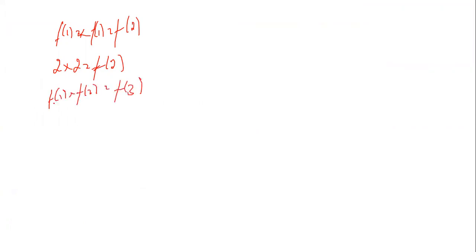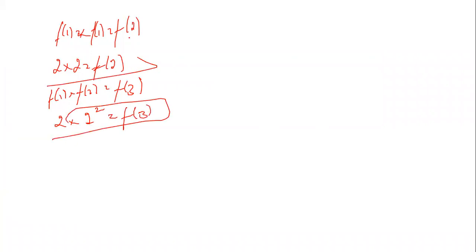f of 1 into f of 1 would be f of 2. Right. So this is equal to 2 squared. Then f of 3 would be f of 1 into f of 2, which is f of 2 plus 1, which is f of 3. Right, f of 1 is given to me as 2, f of 2 is given to me as 2 squared. So f of 3 becomes, okay, I'm seeing a pattern coming in, but I'll do it one more time. I'll find f of 4 to be very sure.